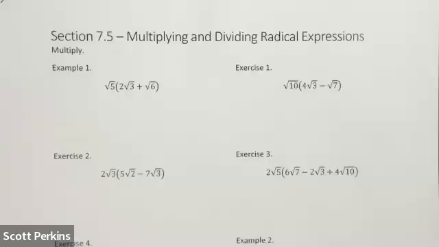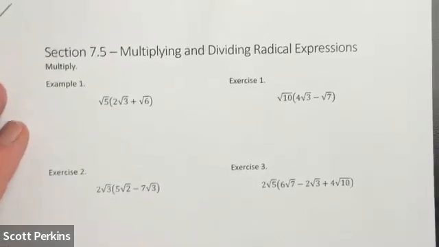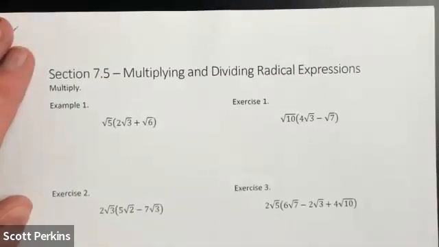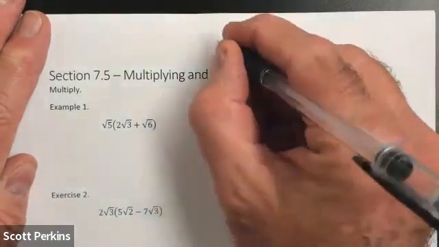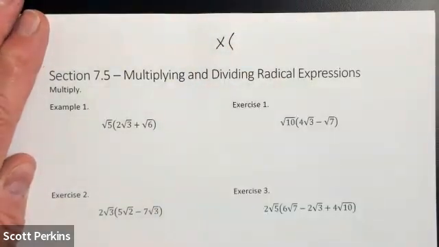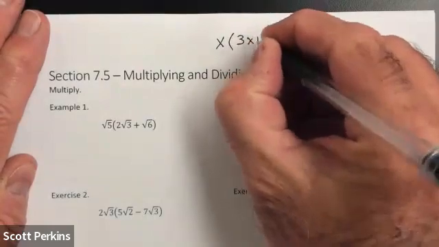Great. All right, so just like we did last time when we were talking about combining like terms, before we get going with the multiplying radicals, I'm just going to slide the page up, and I want you to remind me what happens if I have something like this. I have an x, and then a parentheses, and then a 3x plus 5.